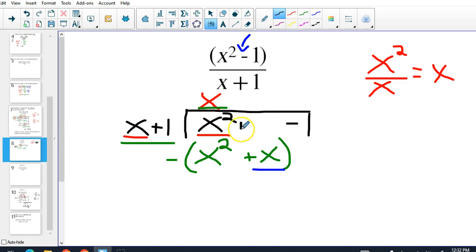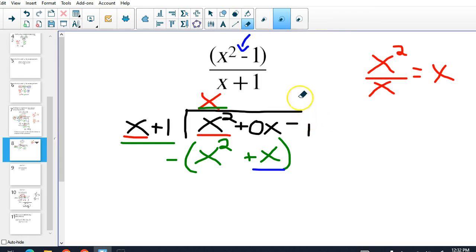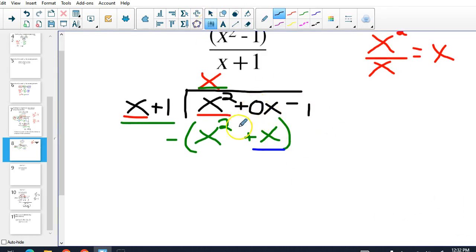And something that wouldn't change the value of the equation but gives us an x would just be adding 0x. And let me put a little bit more space on that, erase there. Okay, so now we can keep doing what we were doing before. We just have our subtraction now. X squared minus x squared gives us 0x minus x. Don't forget our negative on the outside. Gives us minus x. And we bring down our negative 1.